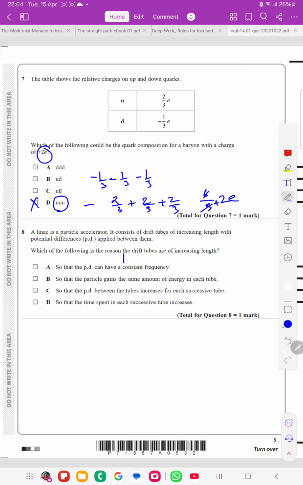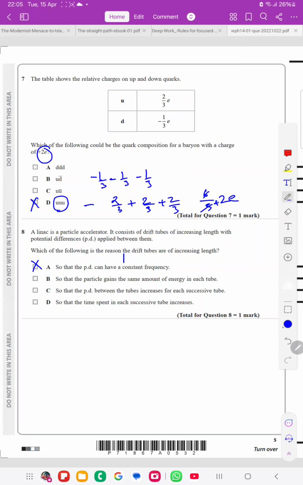Question number 8. A linear particle accelerator. It consists of drift tubes of increasing length with the potential difference applied between them. Which of the following is the reason the drift tubes are increasing in length? Option A. So the potential difference can have a constant frequency. This is actually the right answer, because we want the change in potential to remain constant. So as a result, in between the drift tubes we see there is a change in energy.